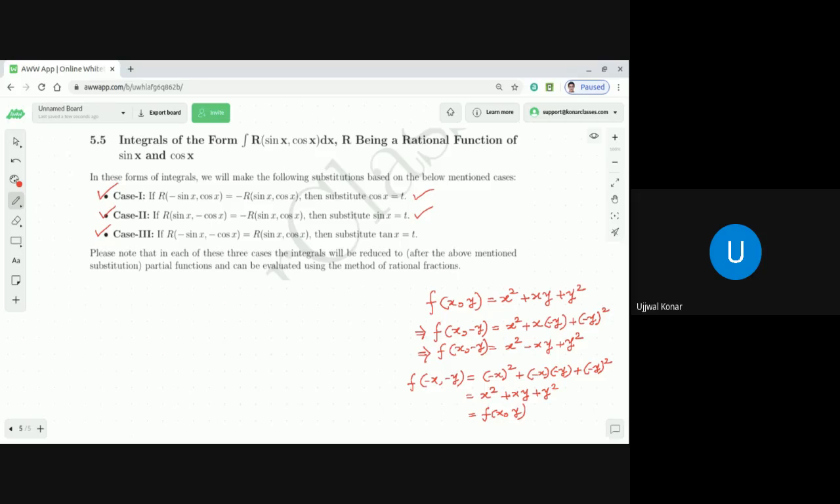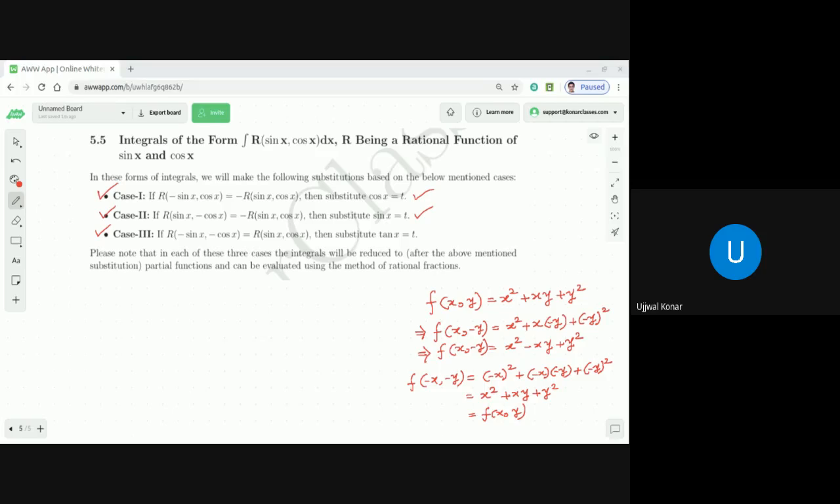After that, in each of these three cases, the integrals will be reduced to partial fractions and can be evaluated using the method of rational fractions. Correct or not? I will tell you this particular form as it is there in 5.5. We can do some examples later and we'll understand exactly how it has been done. That will be good to do once we complete our discussion on functions. So now let me go to the next step, that is the next form.